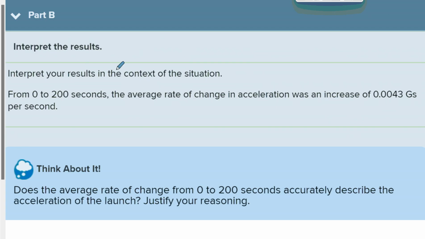Next is interpret. What does that mean? So that means for every second that goes by, my g-forces increase at 0.0043 g's per second. So that's what it means.